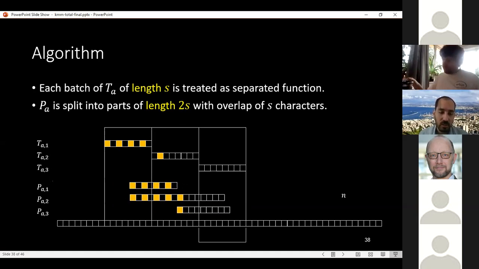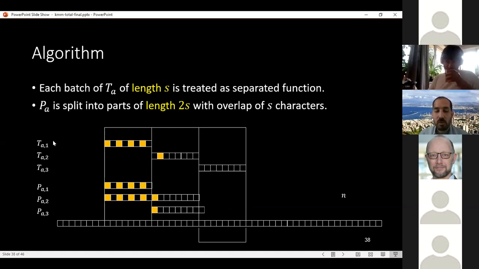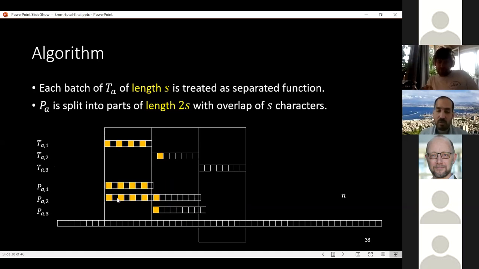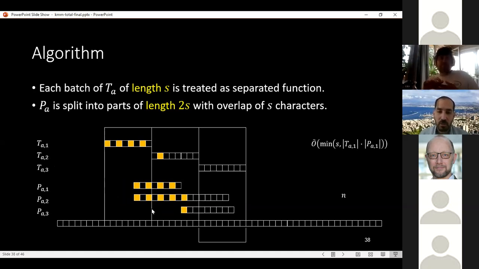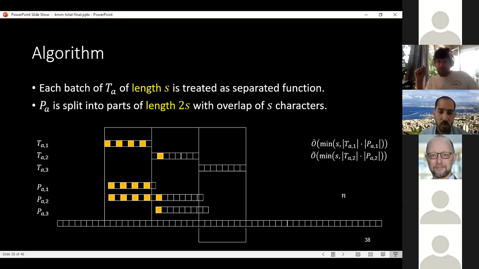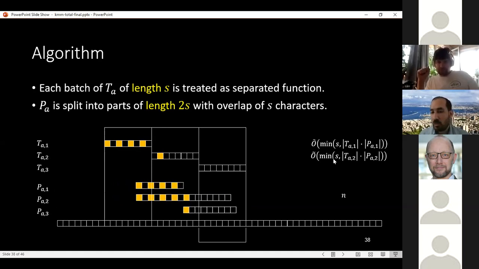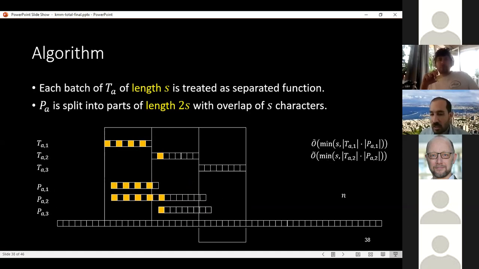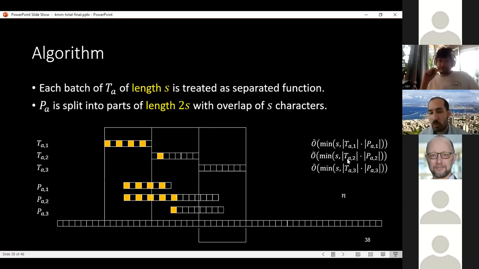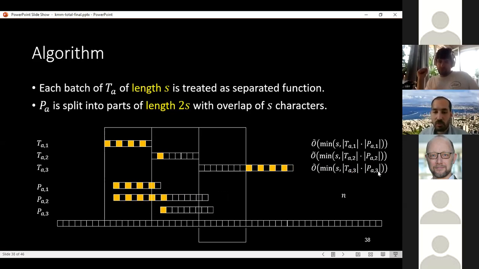Hence, we divide the text into order of M over S blocks. We also divide the pattern such that each position in the pattern appears in exactly 2 blocks of the pattern. Then we compute the convolution of pairs of one function from the text and one function from the pattern, and it takes time, just like we described in the Abrahamson and Clifford algorithm, which is the minimum between S log S, called O tilde of S, and the number of non-zero entries in the block of the text and the block of the pattern.